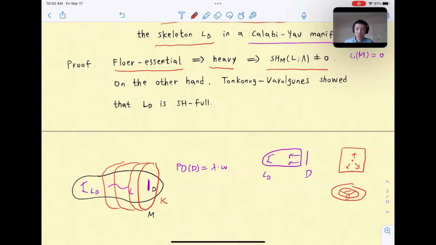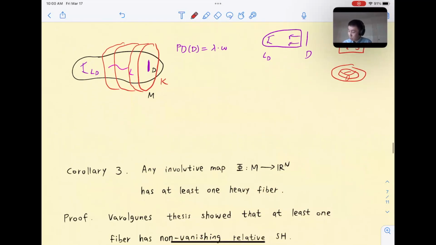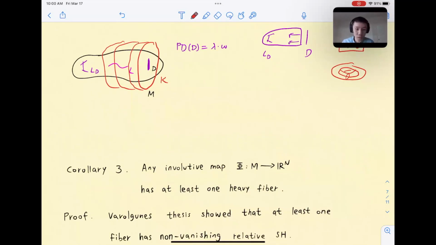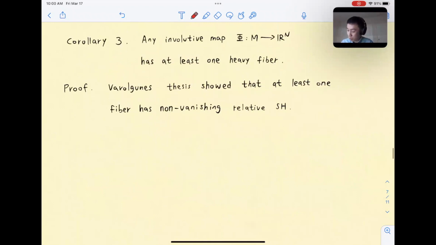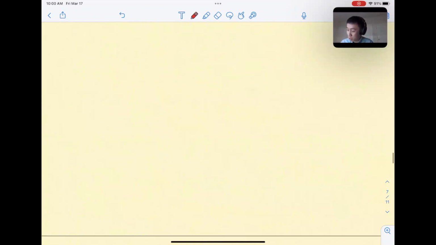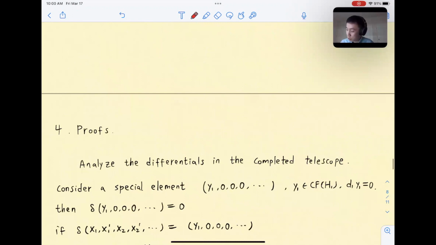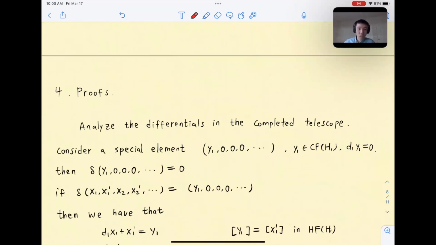Okay, so any questions about these two applications? Okay, so I have some other applications, but it seems we're out of time. So let me skip those applications and go into the proof, a sketch of the proofs.